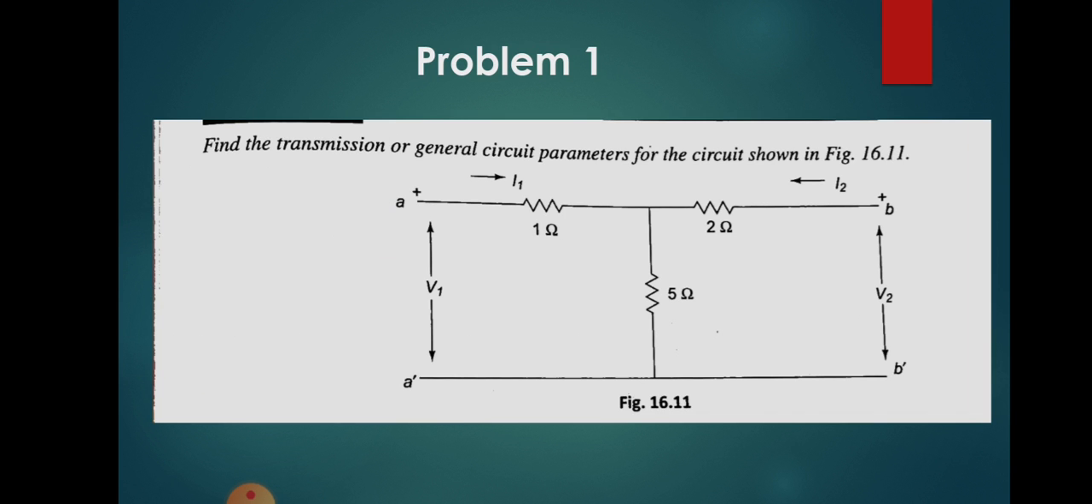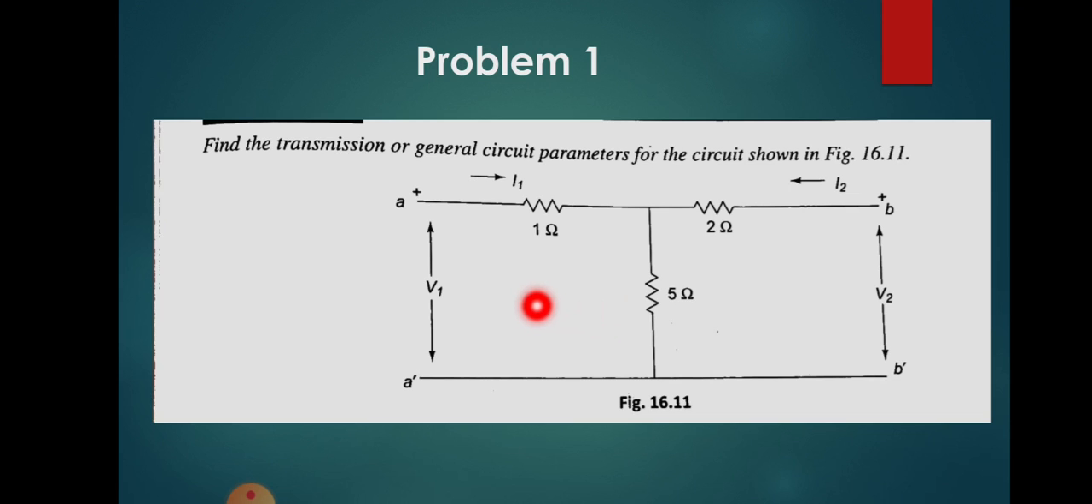Now let us do a problem. Find the transmission or general circuit parameters for the circuit shown in the figure. We can see here that it is a two-port network. Input is A A dash, output is B B dash. Input voltage is V1, output voltage is V2. Input current is I1, output current is I2. Resistors are 1 ohm, 5 ohm and 2 ohm.